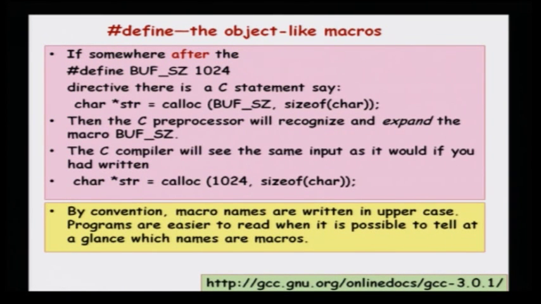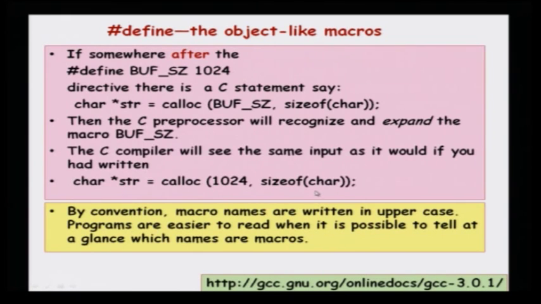Now, if somewhere in your code you say #define BUFF_SIZE 1024, in all places after that, suppose you say char star string equal to malloc or calloc BUFF_SIZE sizeof char. What the preprocessor will do is look at this string, recognize it is the name of a macro, and replace it with 1024, which is the value of the macro. So, the transformed text will look like this: char star string equal to malloc or calloc 1024 sizeof char.